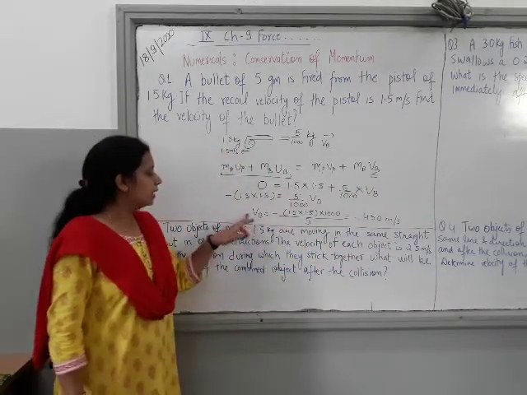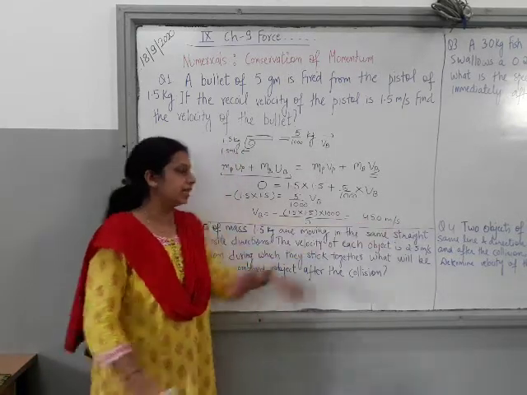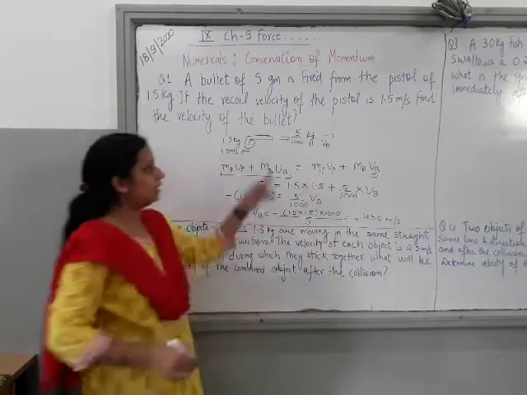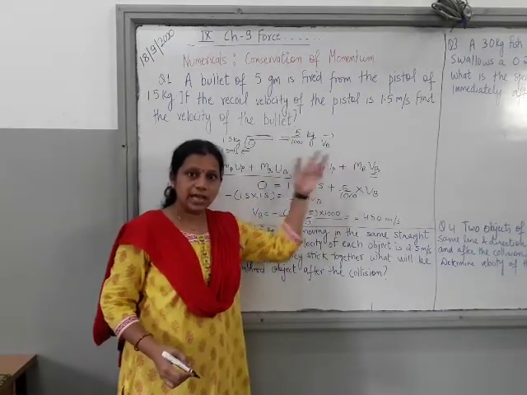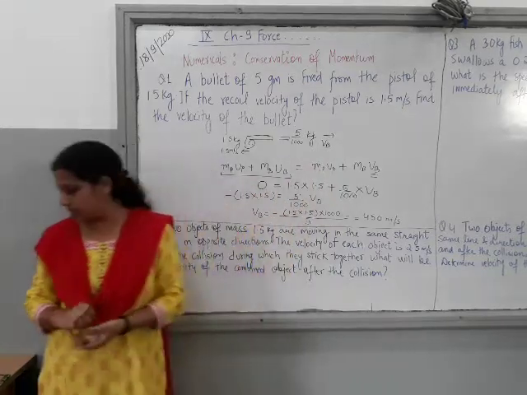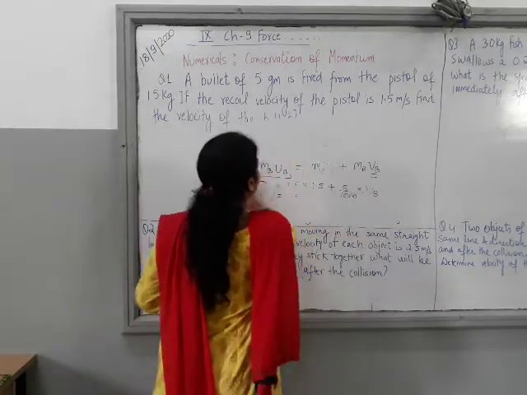That means the velocity of the bullet is minus 450 meters per second. Now the negative sign means the recoil and the bullet have opposite directions. Now coming to the second question, we'll write this and do only the second question here.